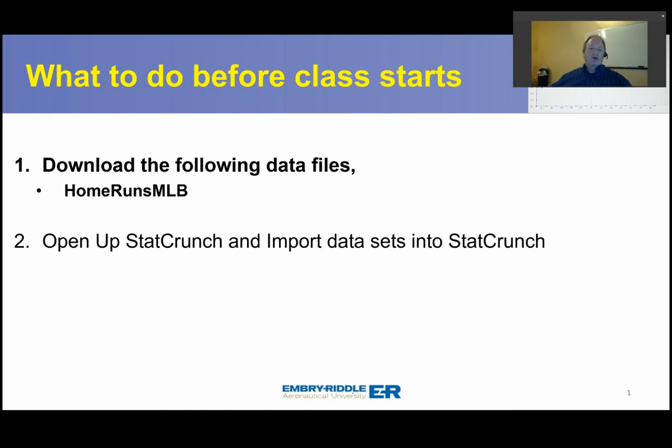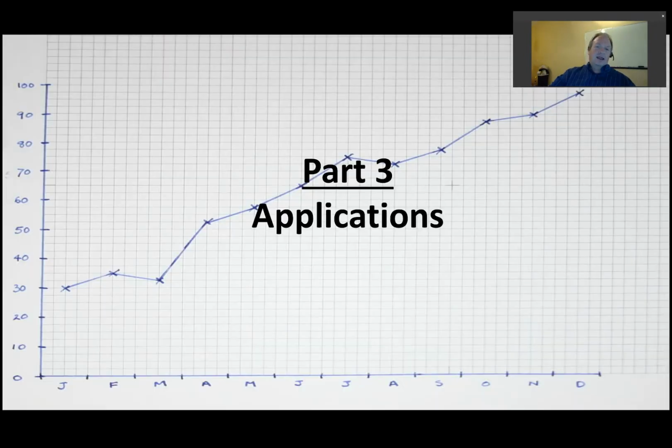If you want, you can go ahead and open up that data file called Home Runs Major League Baseball, which you probably opened up in the last video, but we didn't use. And go ahead and import that into StatCrunch if you want. This is going to be kind of a light sort of lecture, okay?